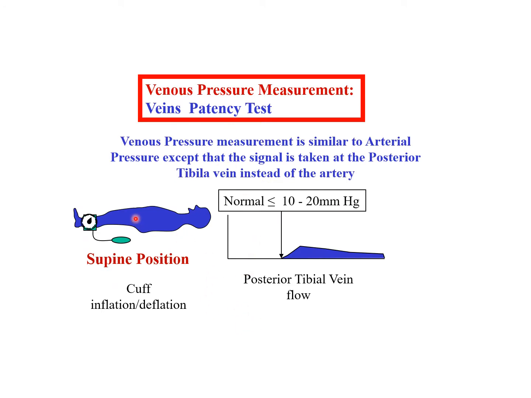We use a cuff for that, and we measure the venous pressure as we measure the arterial pressure, but instead of measuring arterial pressure, we measure the venous pressure. And when we release, we measure the normal pressure, from 10 to 15 or 20 millimeters of mercury.